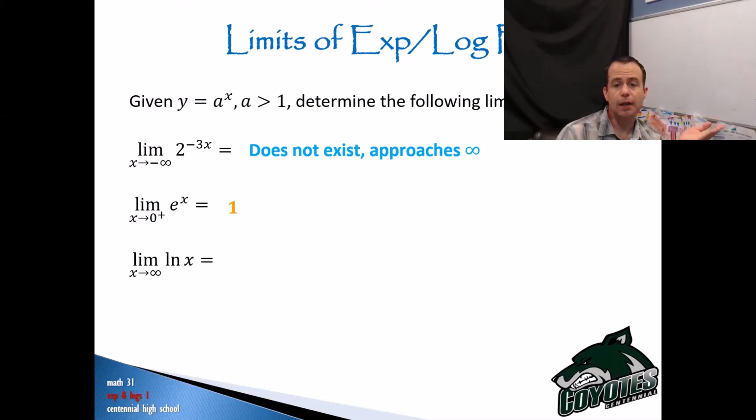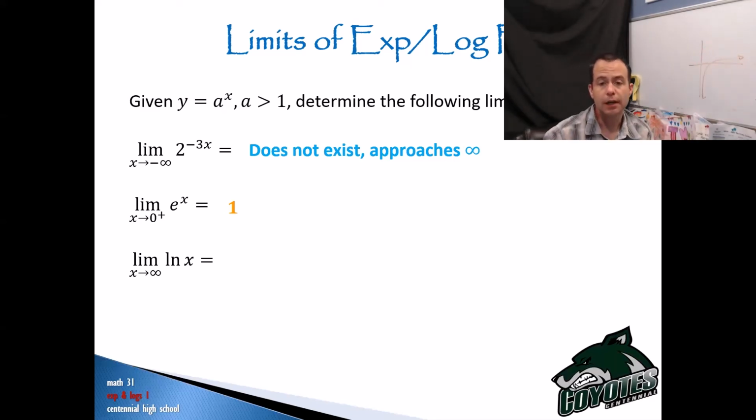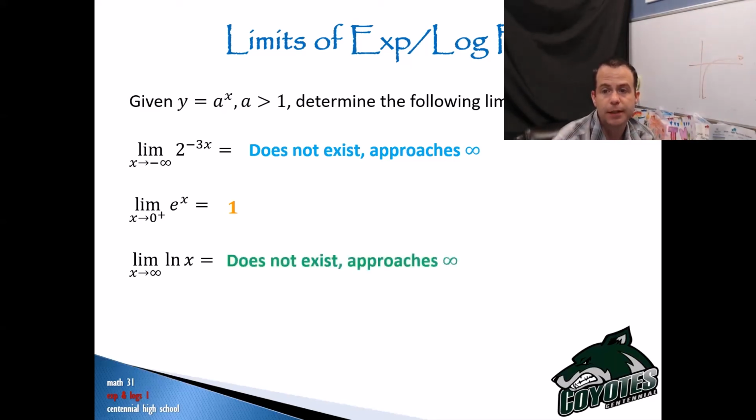And then the limit of ln x as x approaches infinity. Well, I want you to think about that guy for a second. I've already showed you a picture of ln x, and I want you to always remember that ln x is the same as log base e of x. So it's just a log graph. And if I showed you a log graph, it looks like that, right? So as x approaches infinity, this guy's not approaching any asymptote. This will always increase. So for this guy, there is no limit. It does not exist, but it approaches infinity.